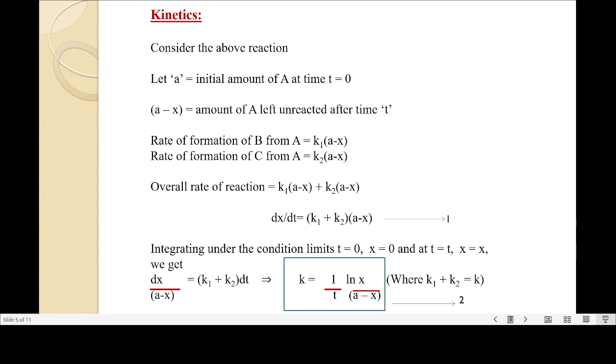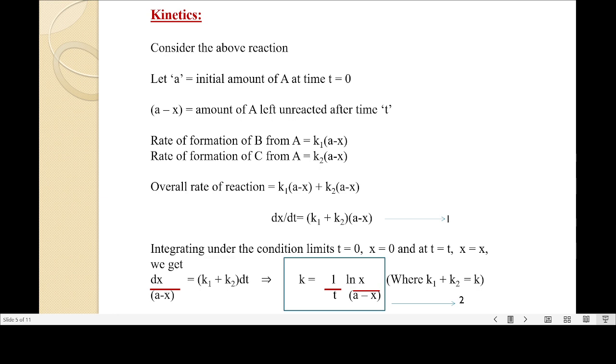Considering the kinetics of the parallel reactions, let us consider the initial amount of the reactant A at time t equal to 0 as small a. After a particular time, when the reactant is getting converted into product, the amount of reactant A left unreacted will be considered as a minus x. So the rate of formation of B from the reactant A is the rate constant into the concentration, that is, k1 into (a minus x). Similarly, for the formation of C from A it will be k2 into (a minus x).